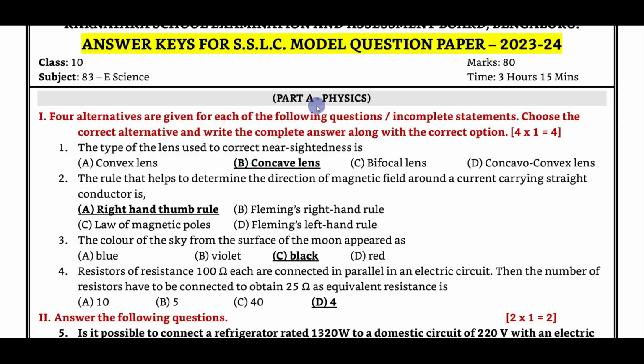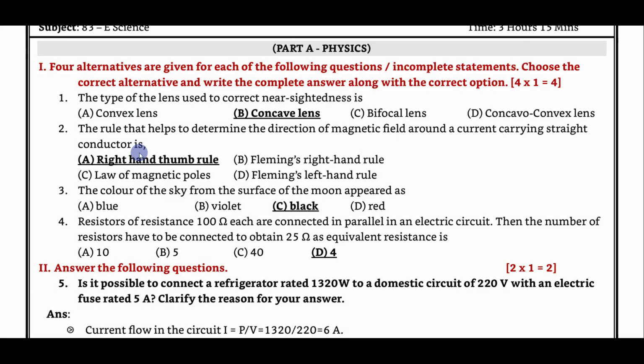First question, Part A, that is Part A for 28 marks. First, the MCQs. There are 4 MCQs. First question: the type of lens used to correct nearsightedness is concave lens. What is the type of lens used to correct nearsightedness? It is concave lens. What about farsightedness? It is convex lens. Next, the rule that helps to determine the direction of the magnetic field around a current carrying straight conductor is option A, right hand thumb rule.